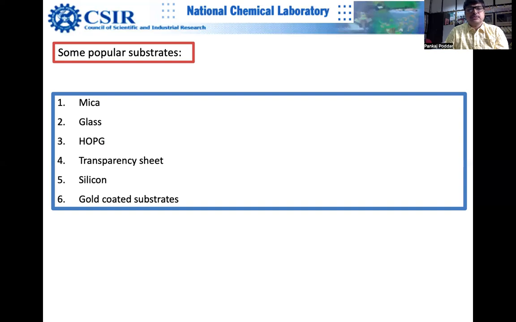It can be used, but as I mentioned, it is not a very rigid substrate, so you may get erroneous results when you are doing force distance curves. Next one is glass. I'm coming back to mica again.